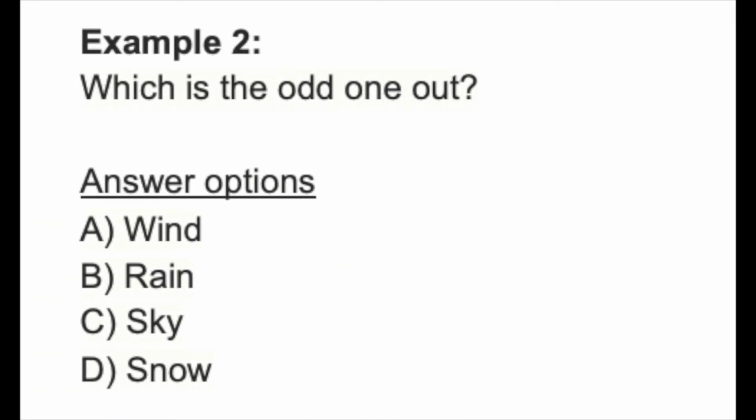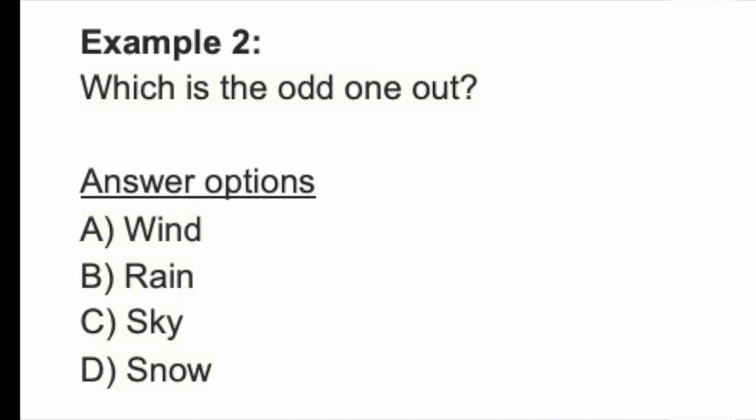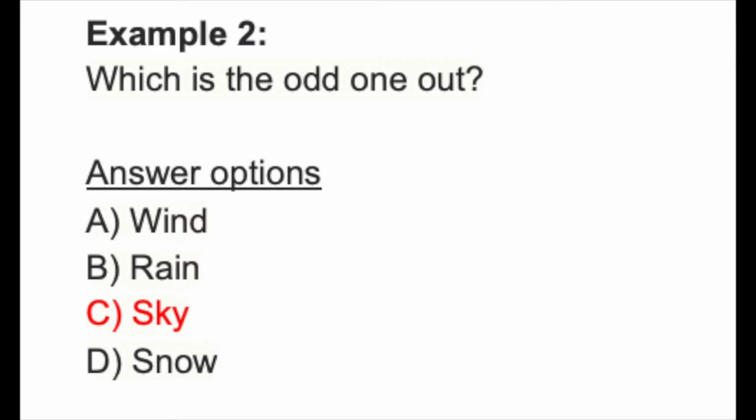Here is our second example, and it says, which is the odd one out? Again, you have 10 seconds to think about the right answer. And the answer is, the odd one out is sky. This is because the other options are all meteorological phenomena.